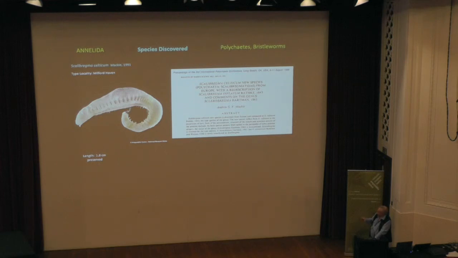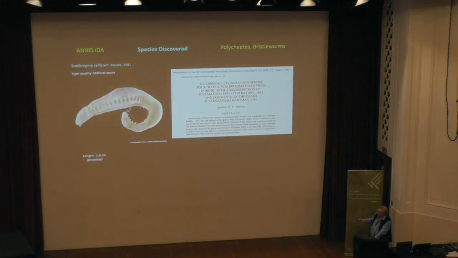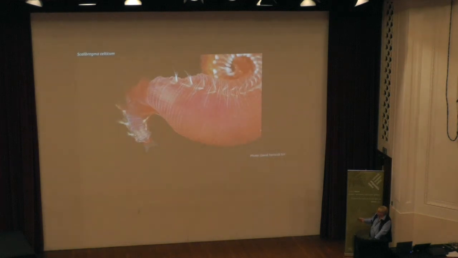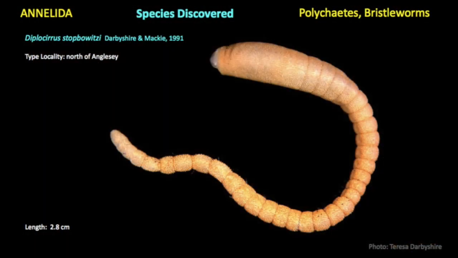But I did this piece of work and showed that they were separate, and that's a live picture. The previous picture was from the collection, so this is a preserved specimen, and this is a live specimen. It's not my photograph, it's David Fenwick, works down in Cornwall, and you can see it's got these orange eyes. There's other differences, but quite a nice looking worm. Another worm described from the Irish Sea from our work is this Diplocirrus stopbowitzi.